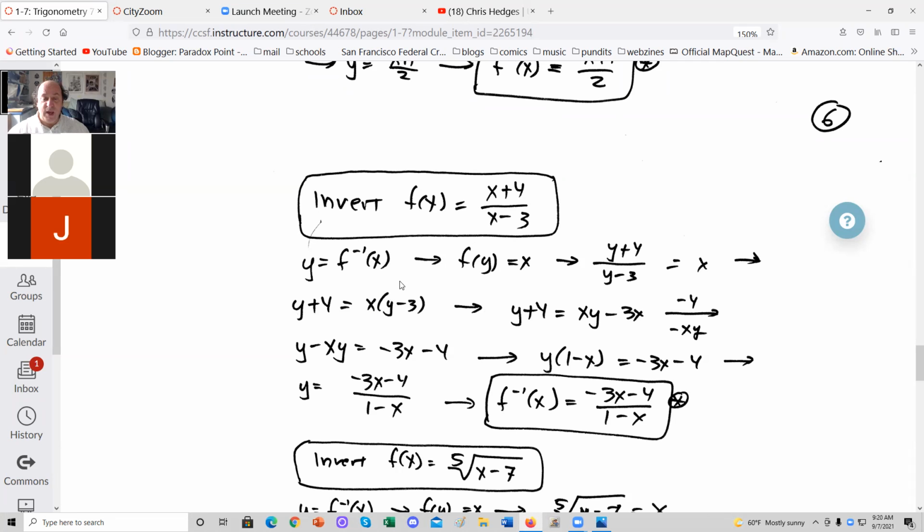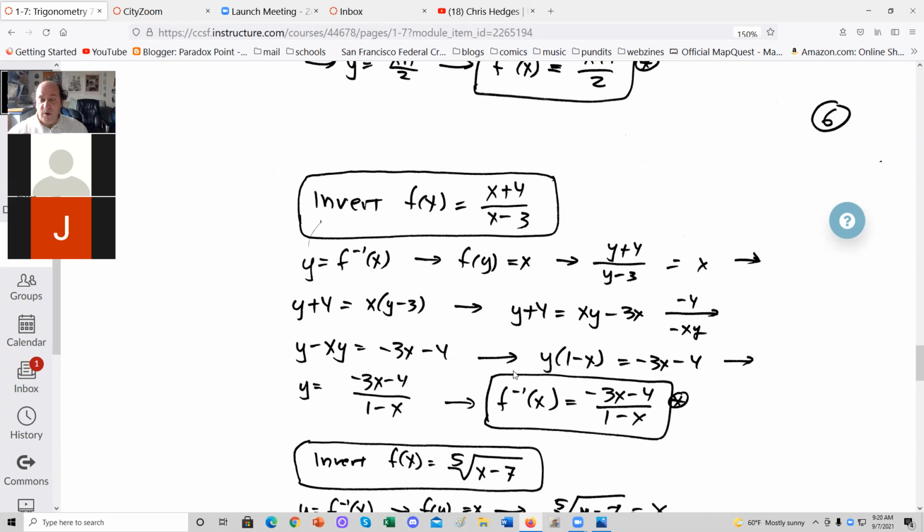Then we distribute the x over these 2 terms. So y plus 4 equals xy minus 3x. Now, we have y on both sides of the equation. We want it on one side only, and only y there. So first, let's move the xy to the left by subtracting it from both sides. I'll move the 4 to the right by subtracting 4 from both sides. When you do that, you get y minus xy equals minus 3x minus 4.